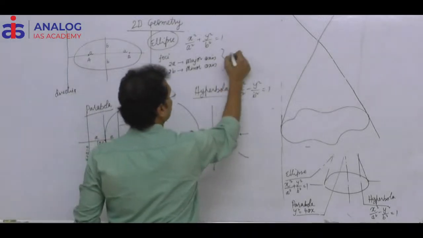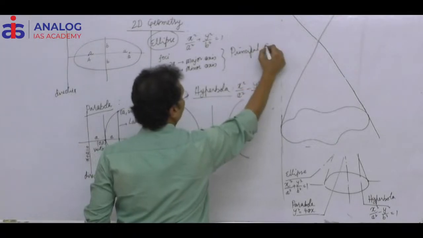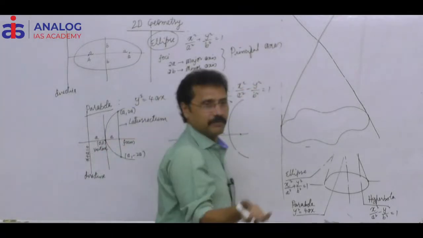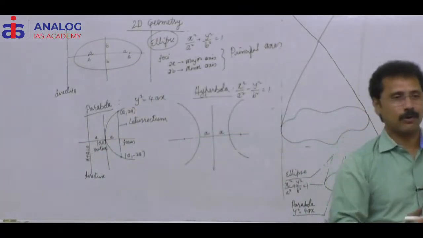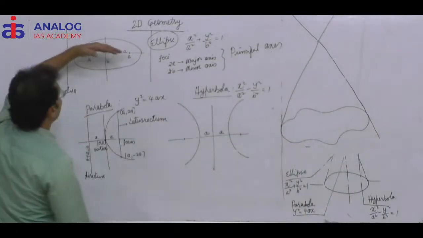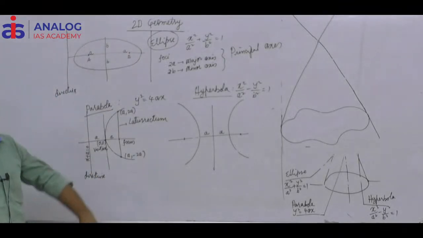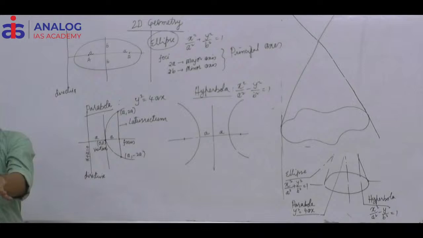And what is the principal axis? There is something called the principal axis. Coordinate axes everyone knows: the X axis and Y axis are the coordinate axes. And what is the principal axis of a conic? Here, the major axis and minor axis are the principal axes. Because the principal axis might not always coincide with the coordinate axis.